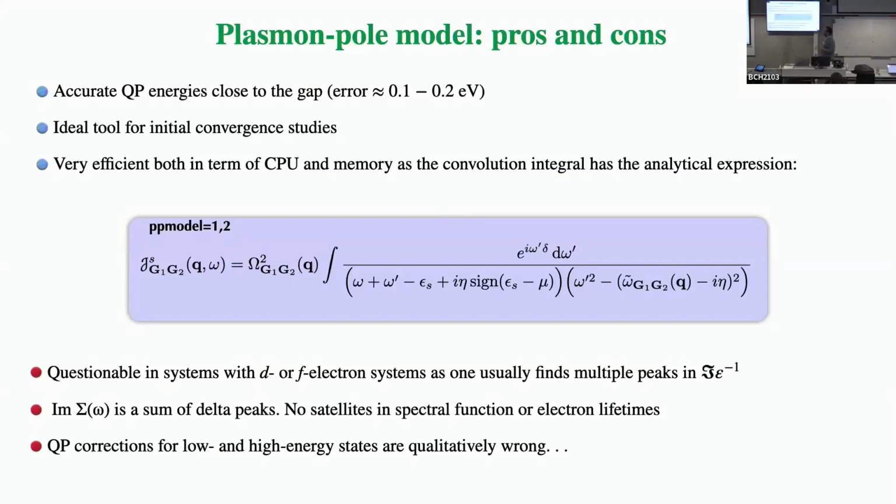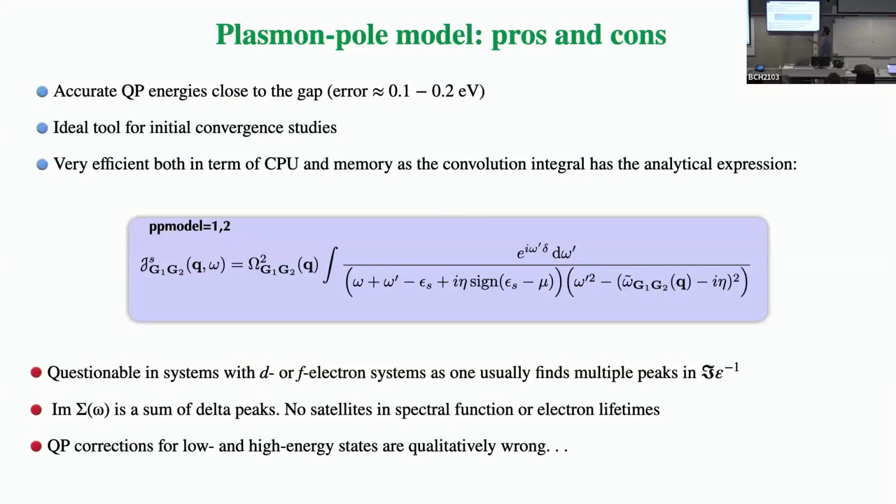If you have d or f and/or metallic systems, I will not recommend, say, the plasmon pole. But again, it's a very nice tool for initial convergence studies, and it's very efficient both in terms of CPU and memory. But there are drawbacks that I've already mentioned. So for d and f electrons, I would recommend the contour deformation.